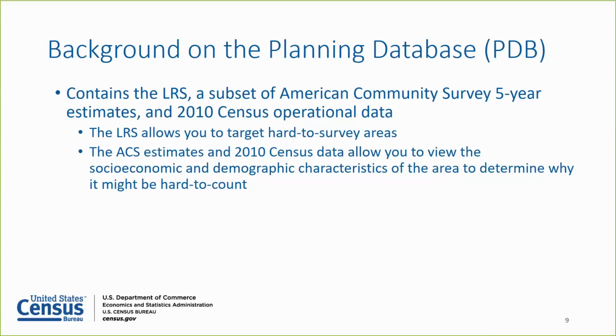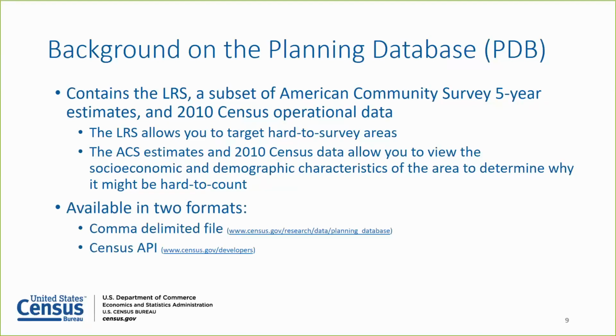So again, that low response score allows us to figure out what areas are hard to survey, and then the ACS estimates and that 2010 census data allows us to view the socioeconomic and demographic characteristics of an area to determine why it might be a little bit hard to count. The planning database comes in 2 main formats. There is a nearly 40 million cell comma delimited file that you can download and use in a third-party application like Excel or SAS. And it also comes in within the Census API.